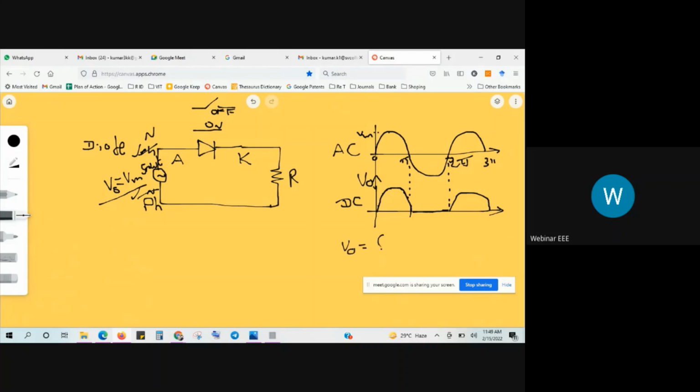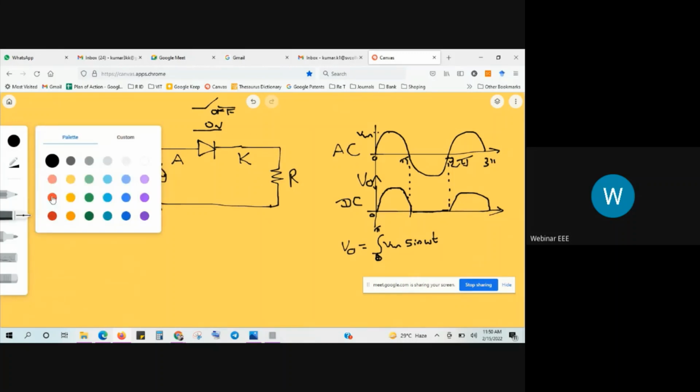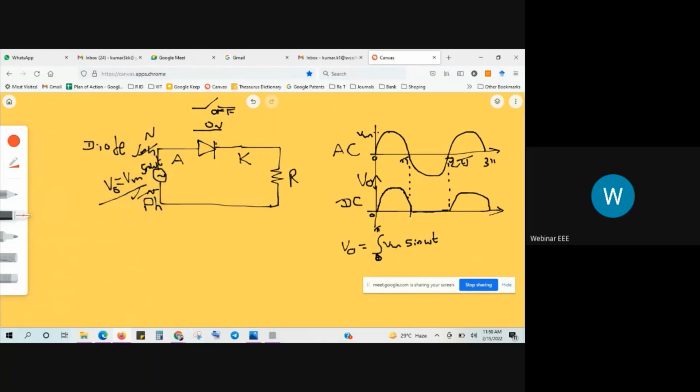What is the V naught value? V naught equal to the integration from 0 to pi of Vm sin omega t. The same voltage we are getting, from 0 to pi, starting at instant 0. But we need to get a variable output voltage. We are converting AC to DC, but although the AC to DC conversion is taking place, there is no control action. So in order to get the control action, we are modifying this diode as SCR.